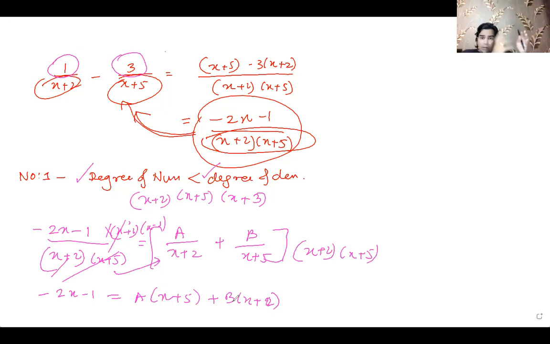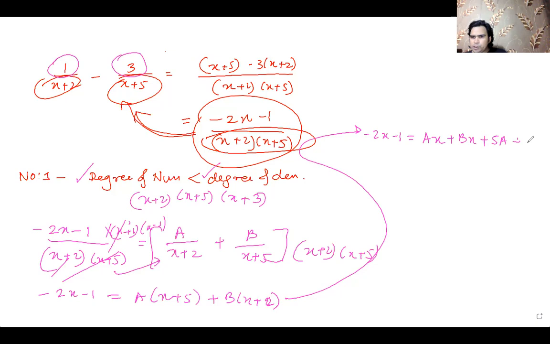Now, after this, there are two ways you can do this question, where one is by simple comparison of the coefficients. Let's say I take negative 2x minus 1. You open up the bracket, which is ax plus bx plus 5a plus 2b.